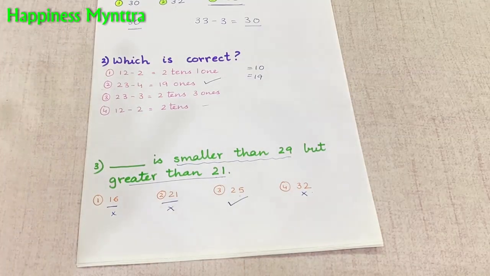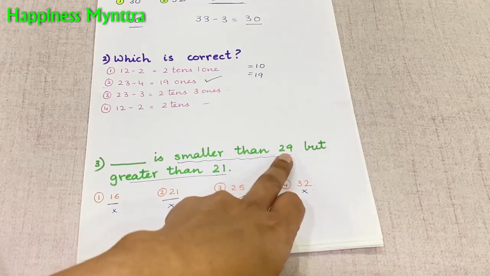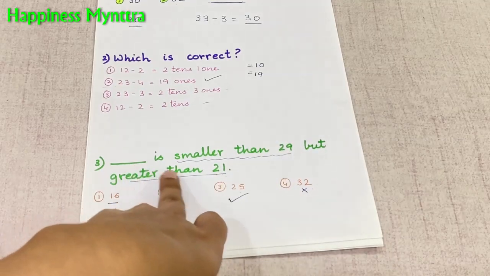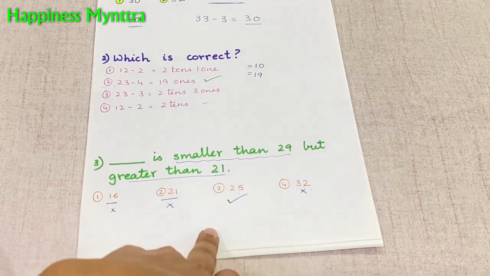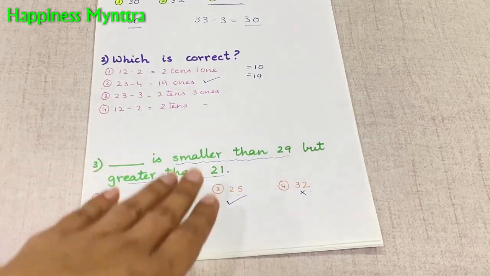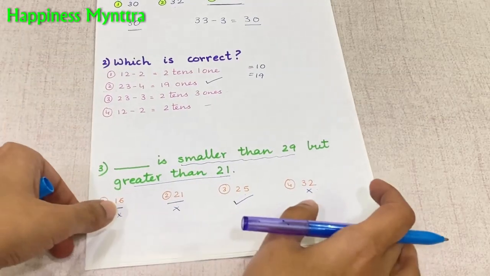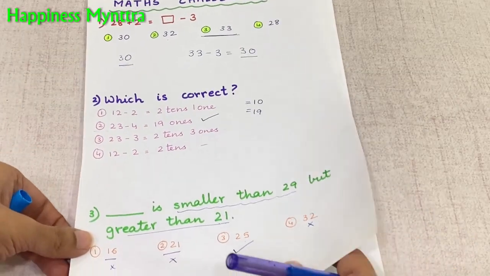So here you see, normally children would easily identify this. They would easily identify this. But here they have to use both concepts and figure out which number is correct as the answer.